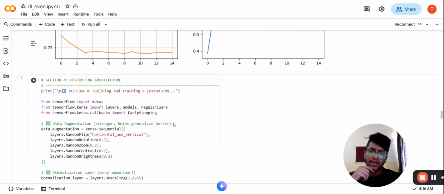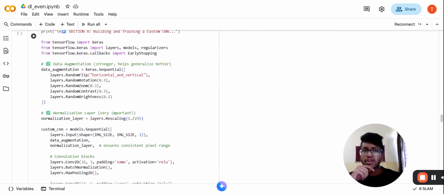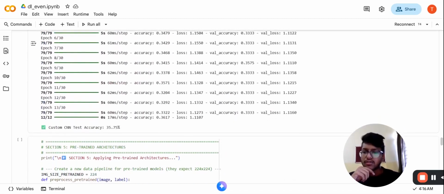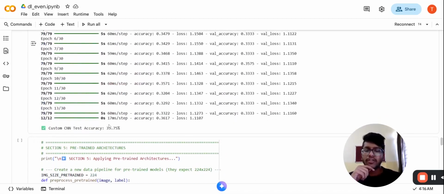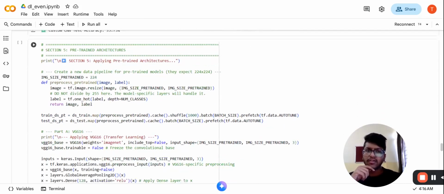As you can see this, okay. And then after that, I designed my own custom CNN architecture from scratch. It included three convolutional blocks, batch normalization, and dropout layers. The model trained stably, but reached a custom test accuracy of about 35.75%. This shows that while it learned some patterns, it wasn't deep or expressive enough, and architecture design plays a major role in the final performance.